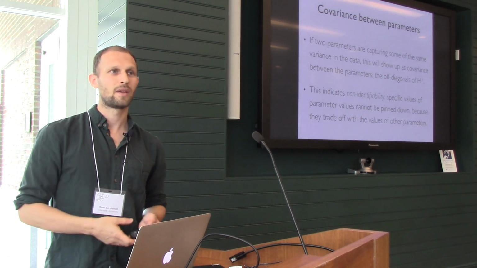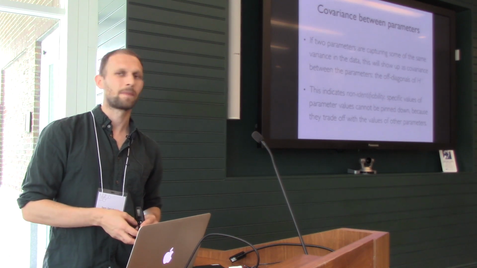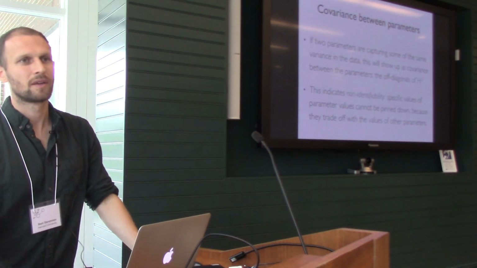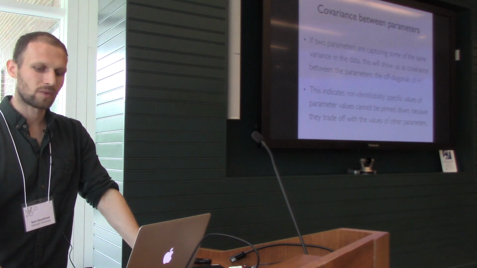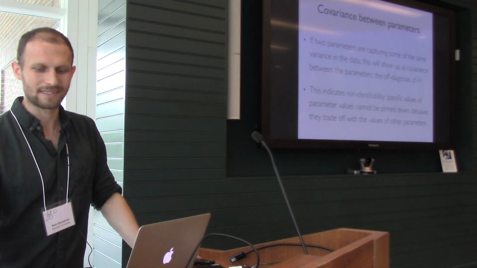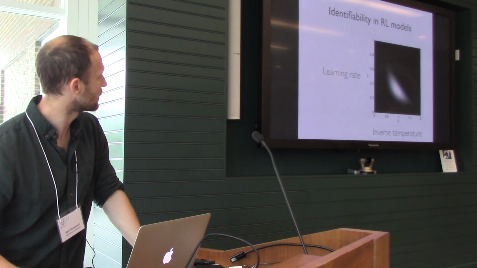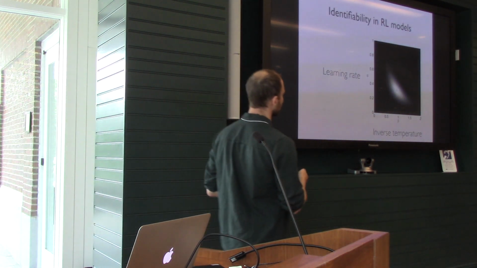So let's say I'm fitting some reinforcement learning model with a learning rate, and I want to know whether the learning rate covaries with some other thing across individuals. Well, the problem is that the learning rate is partially confounded with the inverse temperature, which I'll show you here, actually. So if you plot the likelihood surface, anyone can do this.